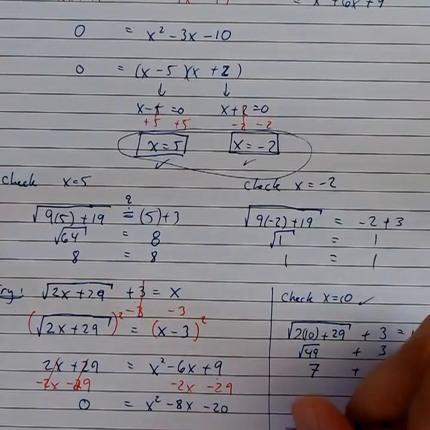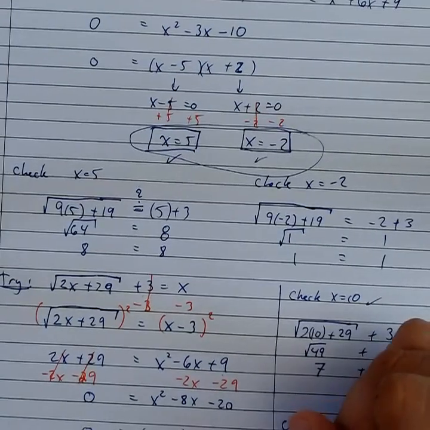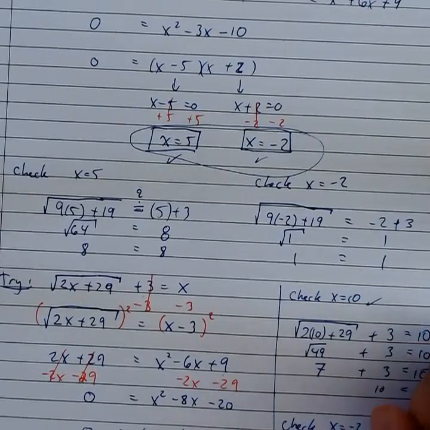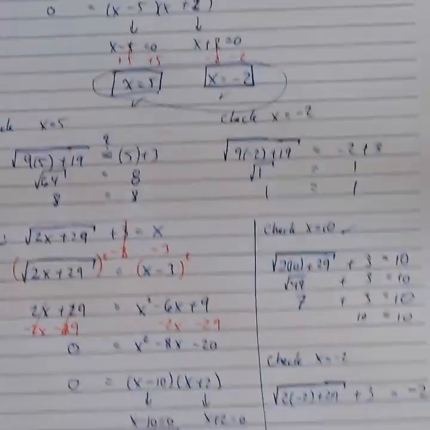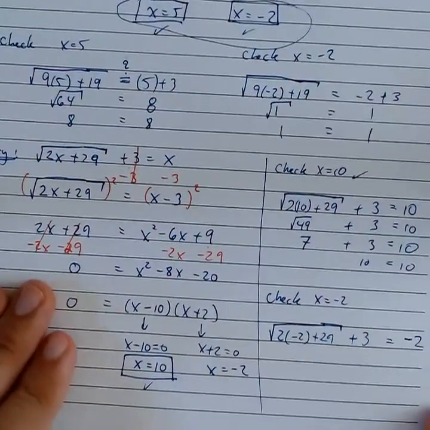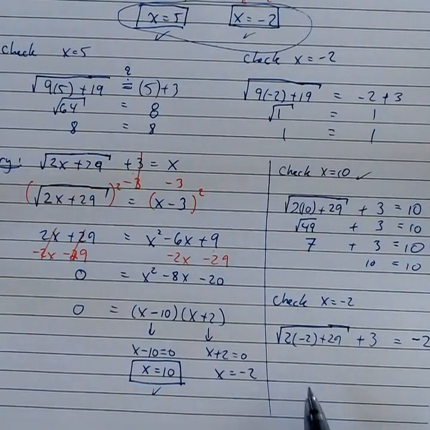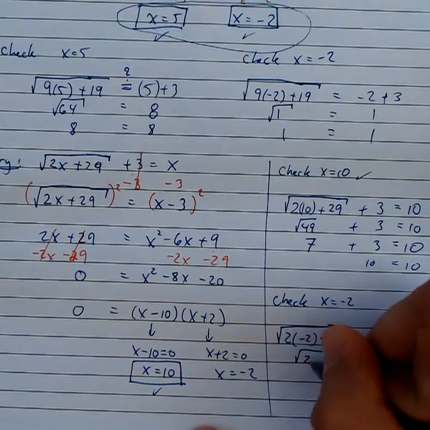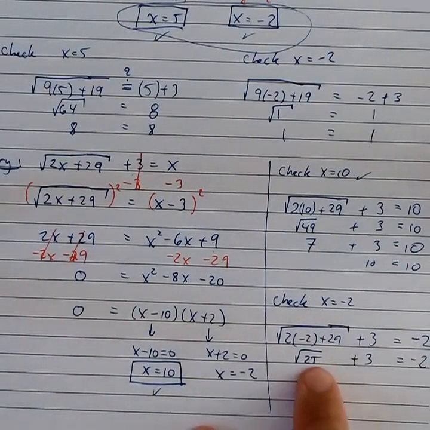Okay, let's go and check the other one. Let's go and check if x is equal to negative 2. All right, that's going to be square root of 2 times negative 2 plus 29 plus 3 equals negative 2. All right. We're substituting in a negative 2 anywhere there was an x in the original problem. All right, negative 2 there and negative 2 there. All right, negative 2 times 2 is negative 4. 29 minus 4 is 25. Okay, so that's the square root of 25 plus 3. The square root of 25 is the number 5.